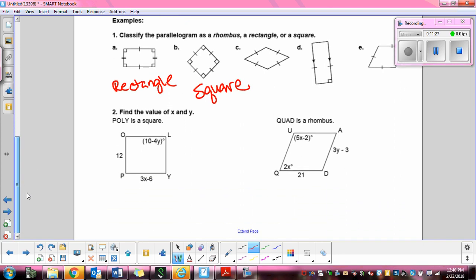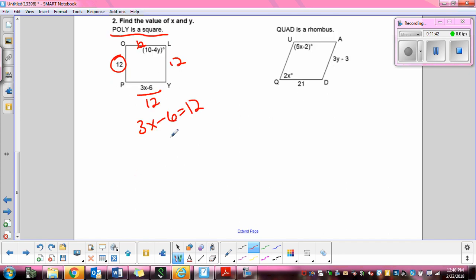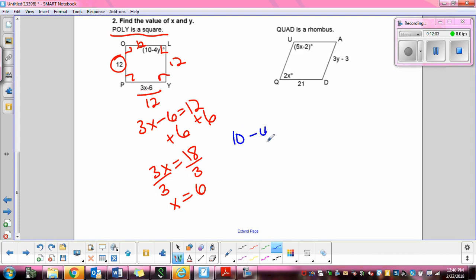Find the value of x and y. So it is a square. They're telling you this is a square. So each side is equal to 12. So that means that 3x minus 6 equals 12. Add 6 to each side. 3x equals 18. Divide by 3. X equals 6, right? Now also, if it's a square, my angles are all 90 degrees. So you're going to have to remember that. And we're going to say 10 minus 4y equals 90.